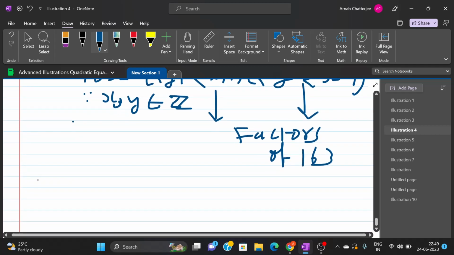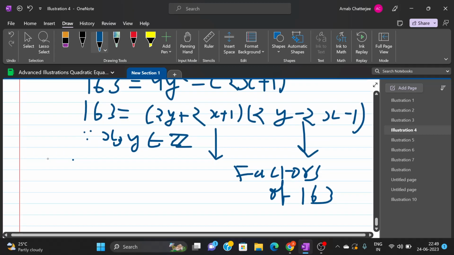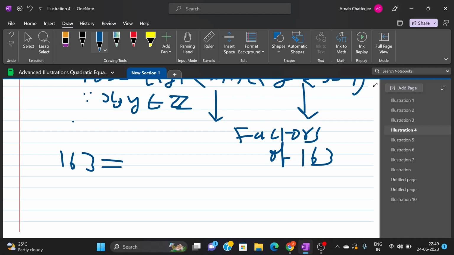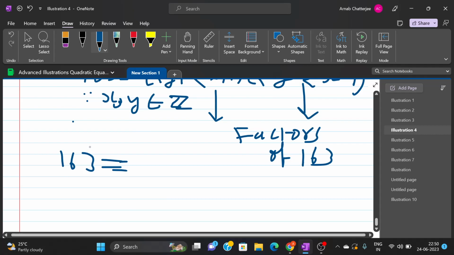Is 163 divisible by any other number? Is 163 a prime? I believe so, it's a prime, because it is not divisible by 13. Not by 17 also, because 17 times 9 is 153. Not by 21, not by 23. Yeah, it's a prime. So 163 is prime, so it can be only written as 1 into 163.